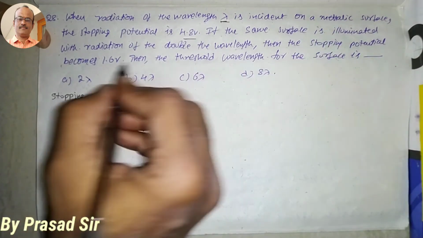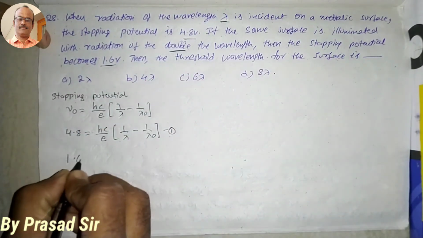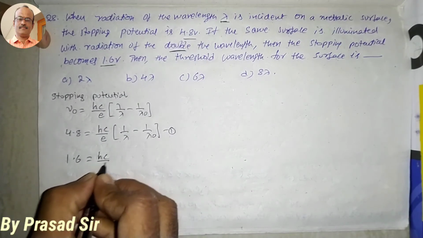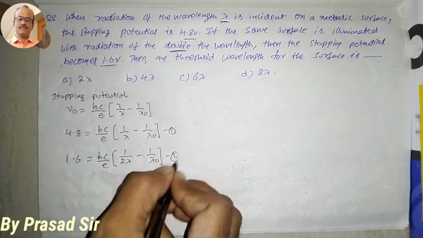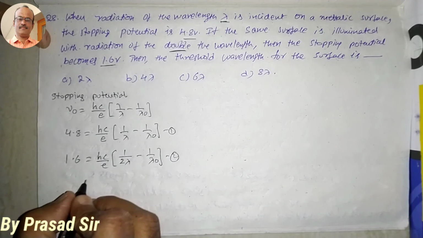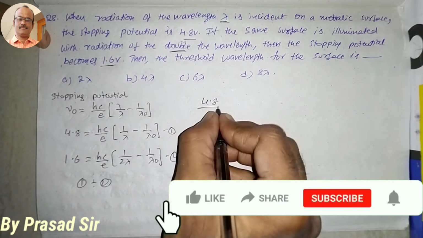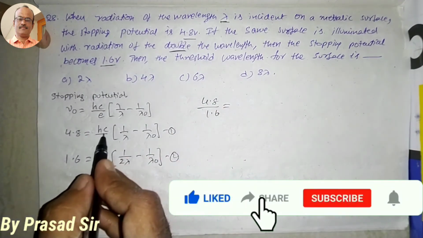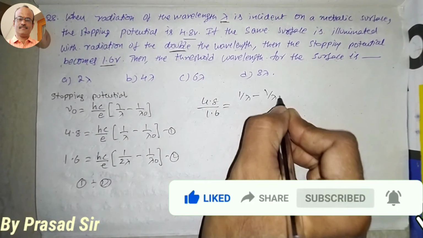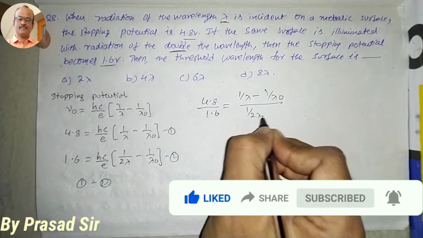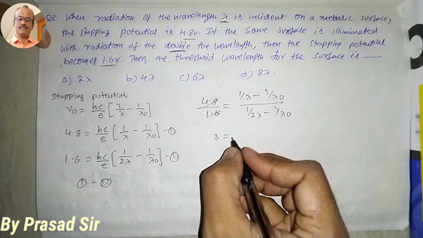In the second case, the radiation is of double the wavelength and stopping potential is 1.6. So 1.6 is equal to hc divided by e times 1 by 2 lambda minus 1 by lambda naught, that is the second one. So 4.8 divided by 1.6 is equal to, hc by e both are cancelled. The remaining is 1 by lambda minus 1 by lambda naught divided by 1 by 2 lambda minus 1 by lambda naught. Here these two get cancelled, we are getting the 3 here.